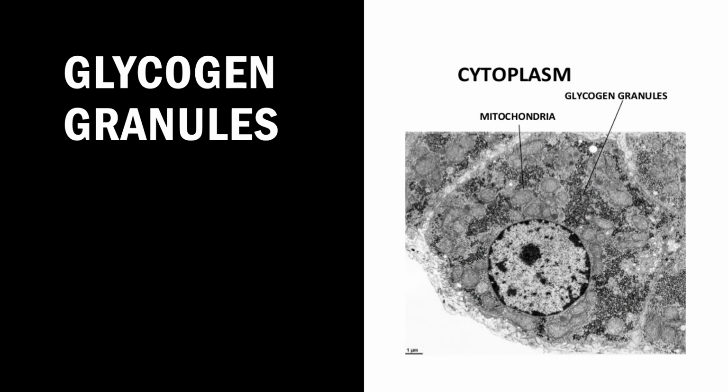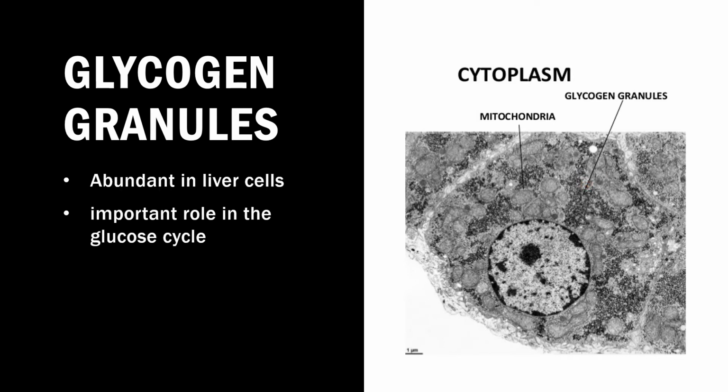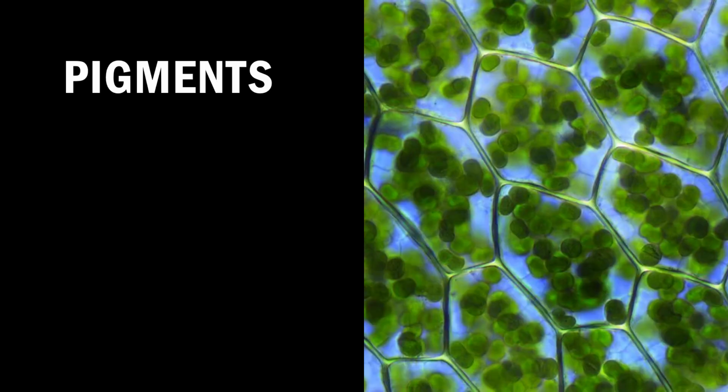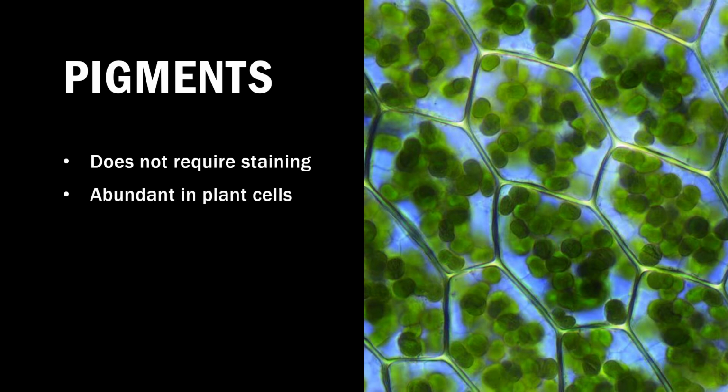Next, we have glycogen granules. As you can see here, these are glycogen granules. They are abundant in liver cells and they play an important role in the cycle of glucose. Next, we have pigments. Pigments are colored parts of the cell which do not require staining because they can be easily seen. They are very abundant in plant cells. That's why plants have different colors, because they have different pigments as well.